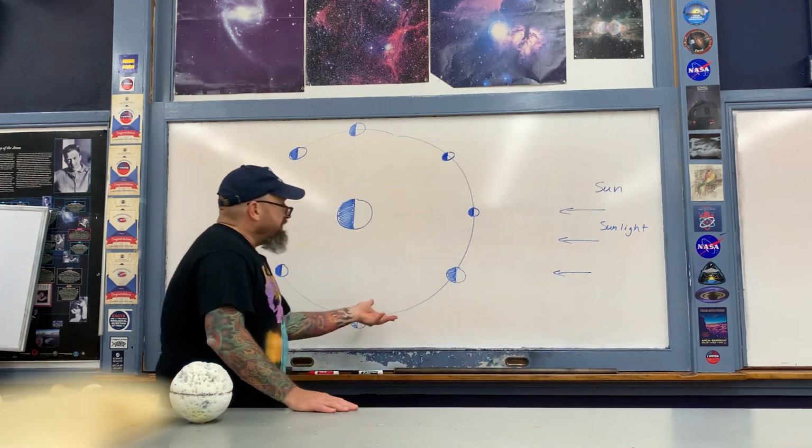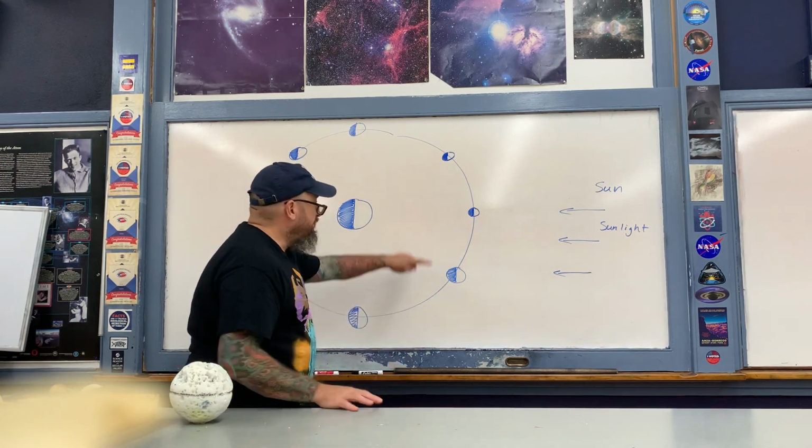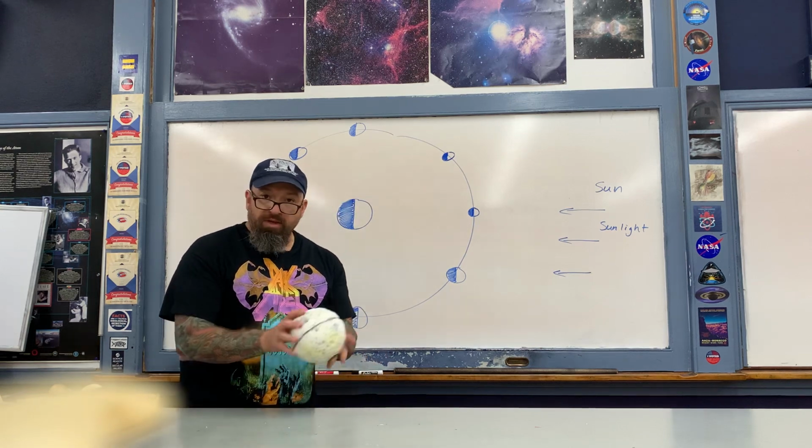So here is my diagram from earlier. I've erased some of the details here for clarity. However, we have new moon, waxing crescent, first quarter, and so on. And then we have our Earth.